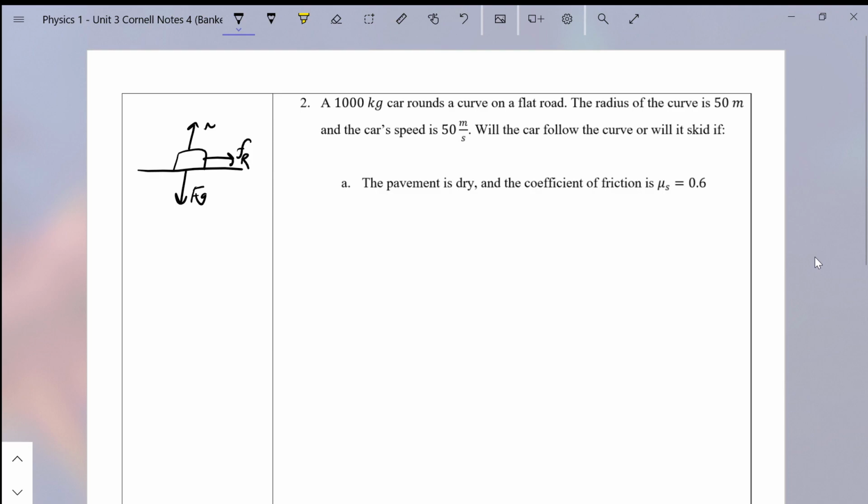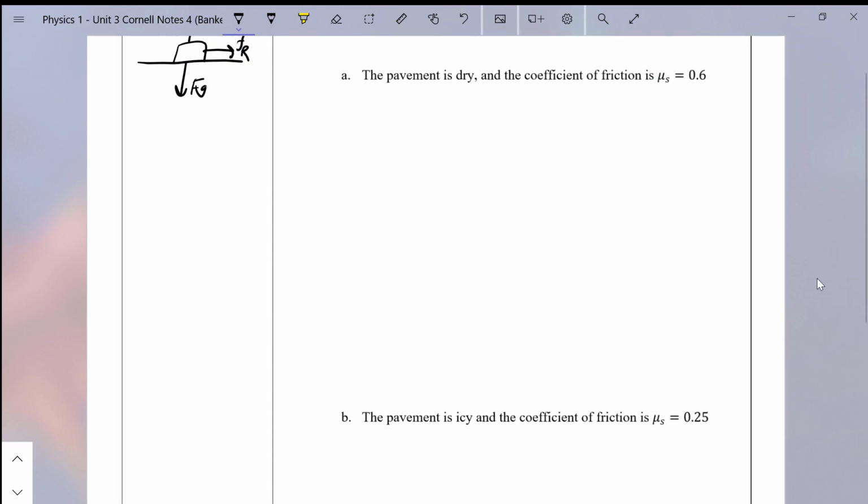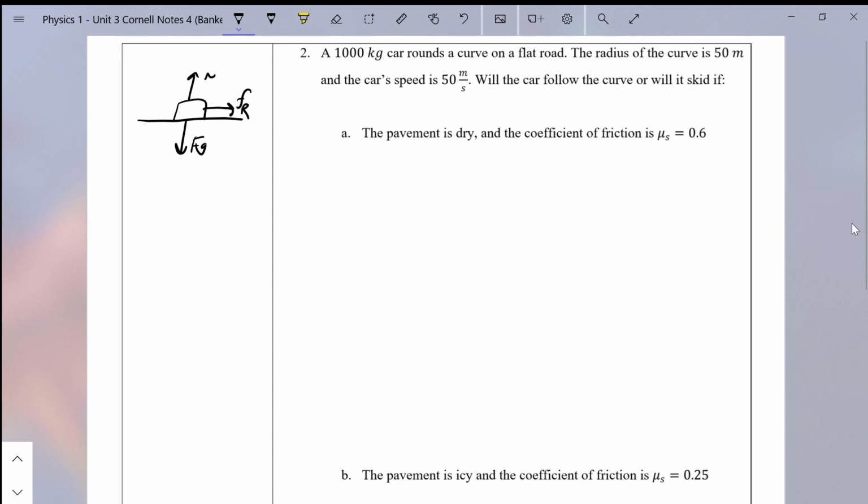I think you can already tell what's going to happen. If the friction is high enough, the pavement is dry, we will expect the car to go around the curve, no problem. If it's icy or wet, maybe not so much.